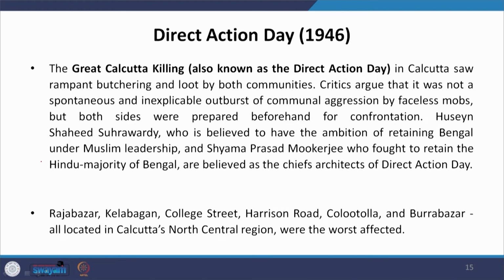And some of the areas in Calcutta that were the most affected include Raja Bazar, Kela Bagan, College Street, Harrison Road, Kalutala and Bara Bazar. All these areas are located in Calcutta's northern and central regions, and they were the worst affected.